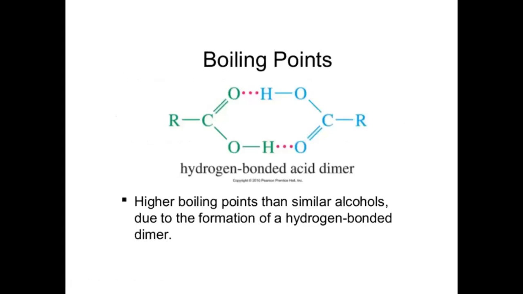So we will also look at the boiling points of the acids. So the hydrogen-bonded acid dimer will be formed. So it will cause the boiling point to be increased, higher than similar alcohols, due to the formation of the hydrogen-bonded dimer. This is how the structure of the hydrogen-bonded acid dimer forms, which causes the boiling point to increase.